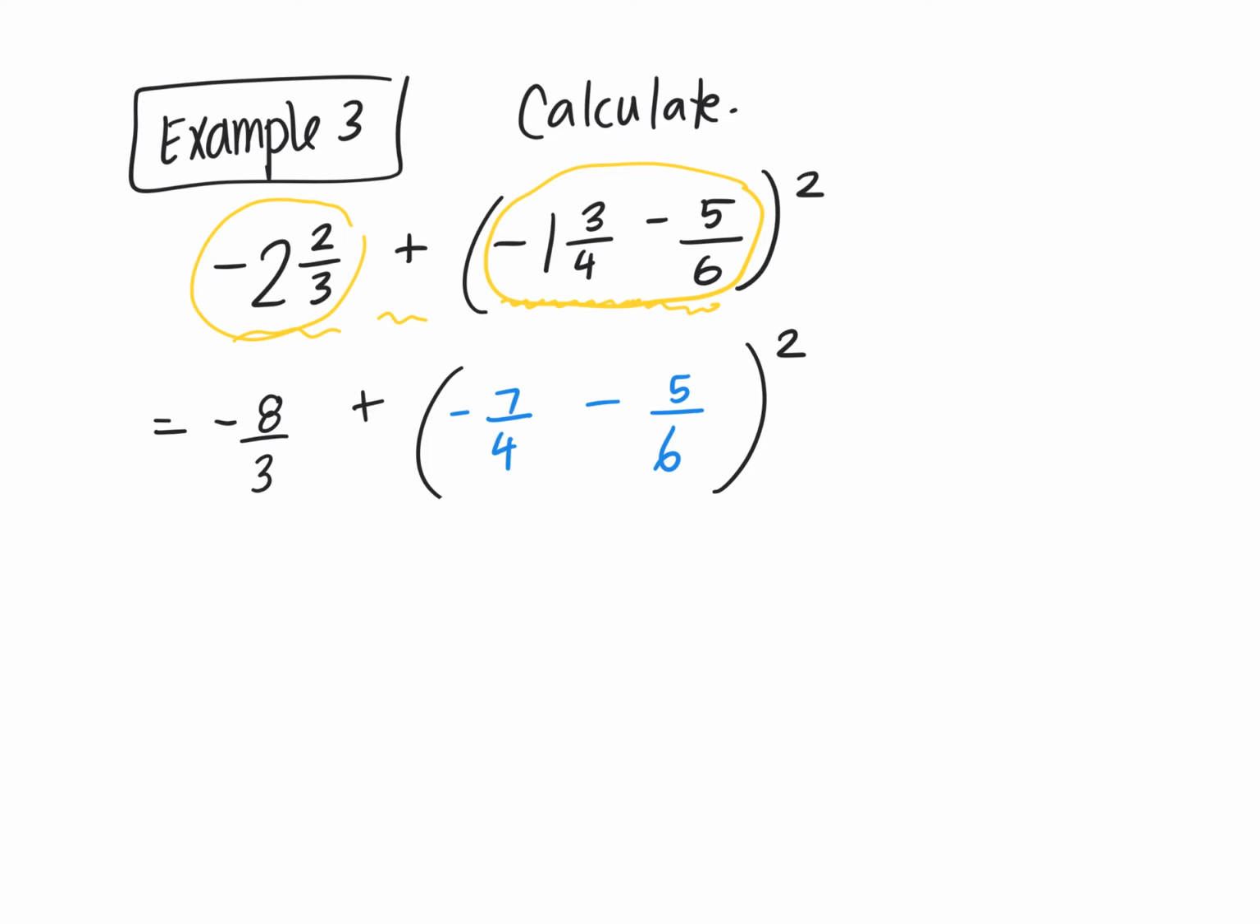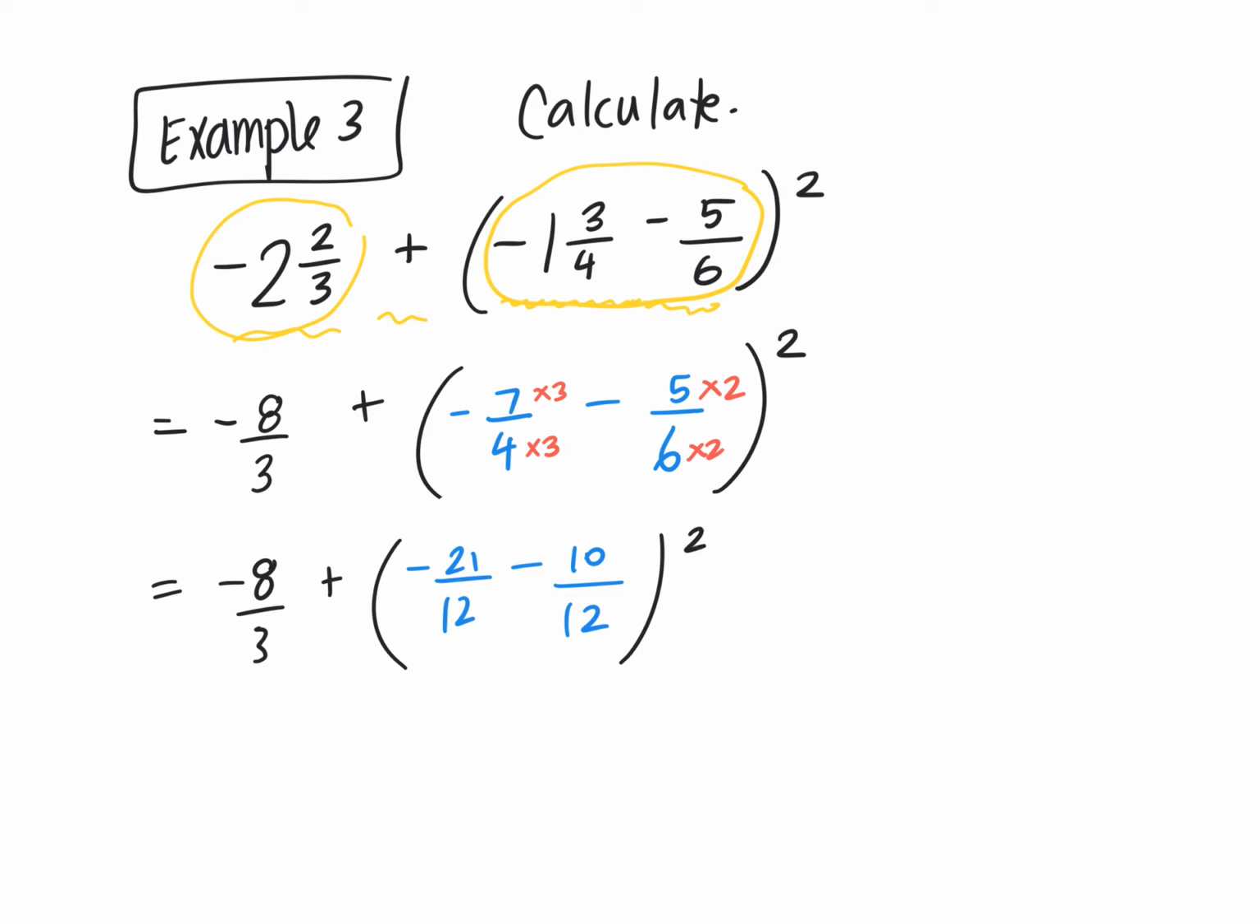So we know the lowest common denominator is 12. 4 times 3 is 12, and 6 times 2 is 12. So if we rewrite this with a common denominator. What about negative 8/3? Yeah, we'll get to that after. I'm assuming it will change. So we have negative 21/12 minus 10/12, and all of that to the power of 2. So we still have not simplified what's in the bracket. What is negative 21 take away 10? Okay, so we have negative 8/3 plus, when we simplify this, we get negative 31/12, and all of that to the power of 2.